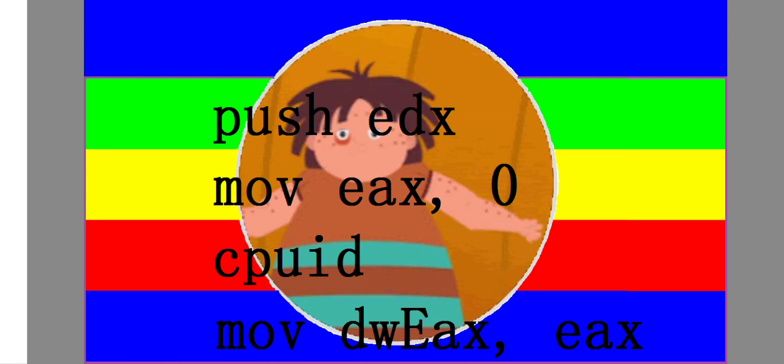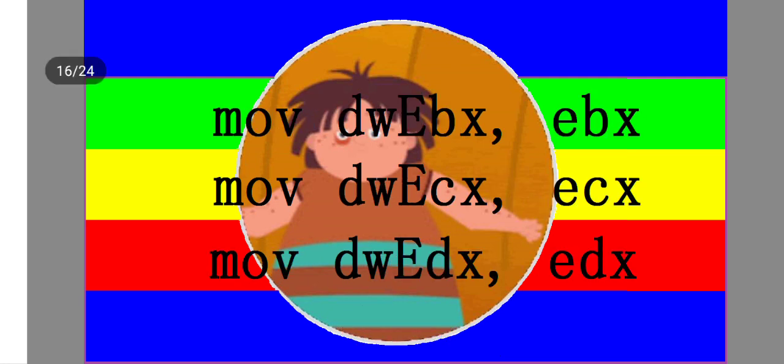Semicolon in underline ASM means comment. MOV DWEAX comma EAX. MOV DWEBX comma EBX. MOV DWECX comma ECX. MOV DWEDX comma EDX.